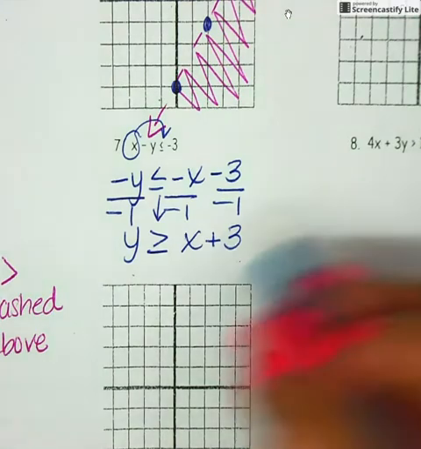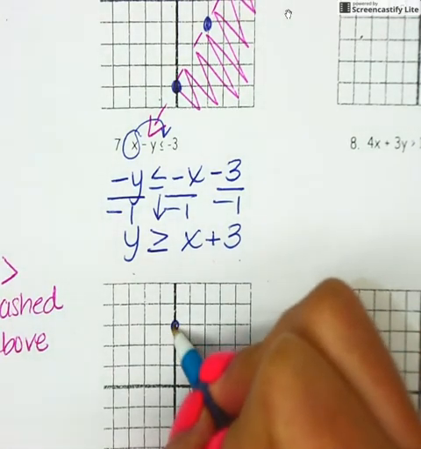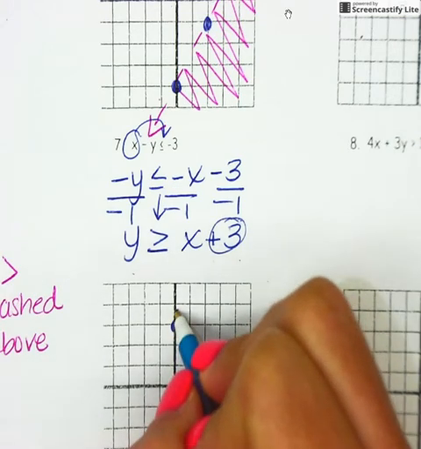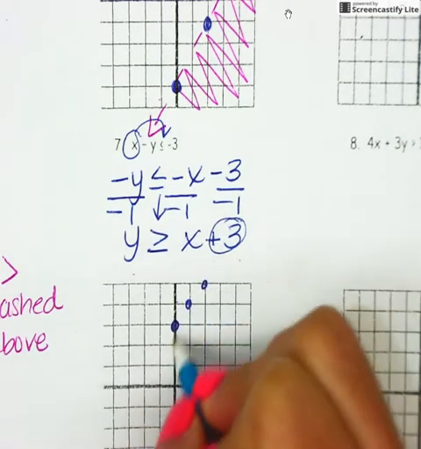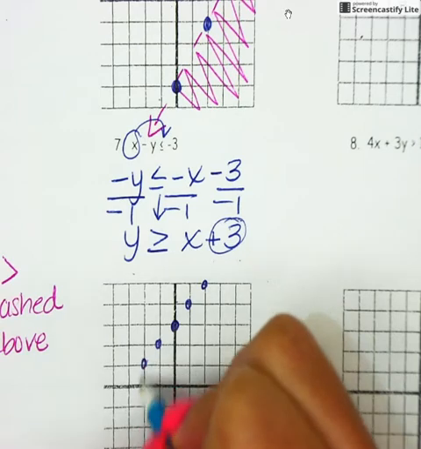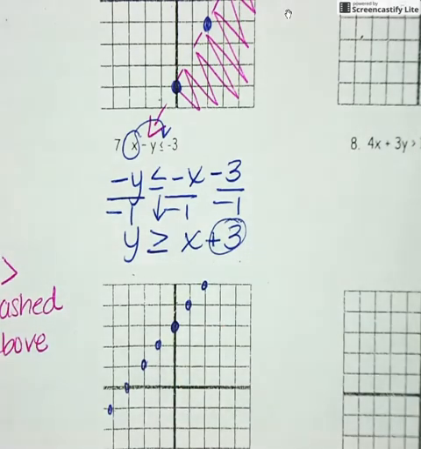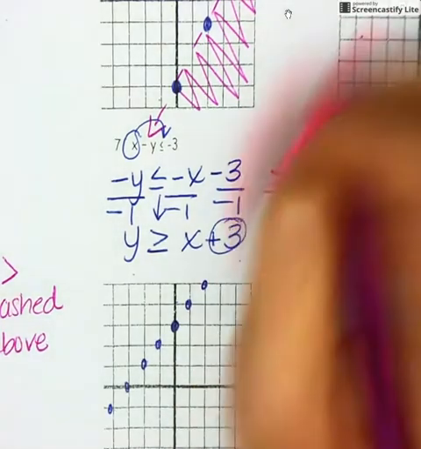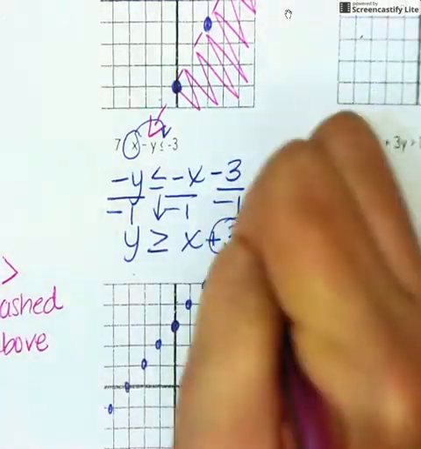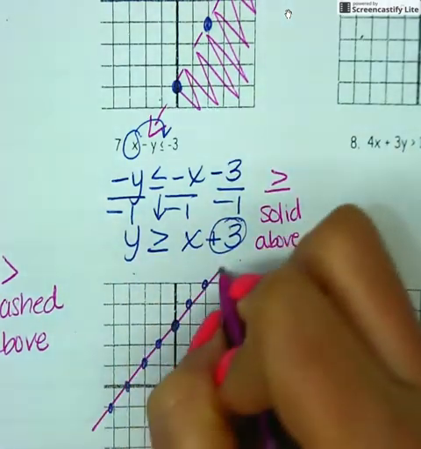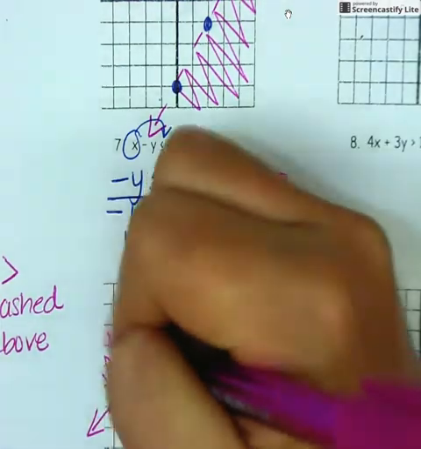So I will start at positive 3 and plot my slope, which is up 1 and over 1. Okay, and remember, I'm going to go in both directions. My sign is greater than or equal to, so that's going to be solid, and greater than means above. So a solid line and shade above.